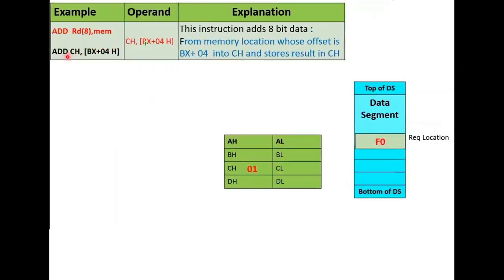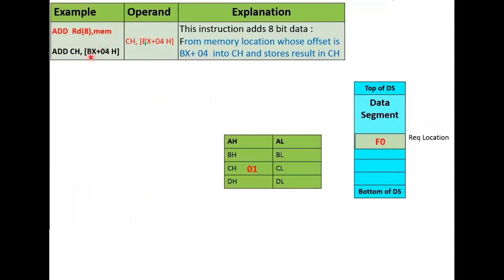Now the next one: ADD CH, [BX + 4H]. So what form is this? CH is a register and BX plus 4 is also given inside the square bracket. So whenever a square bracket comes, we can understand that is a memory location, that is a memory location or offset.